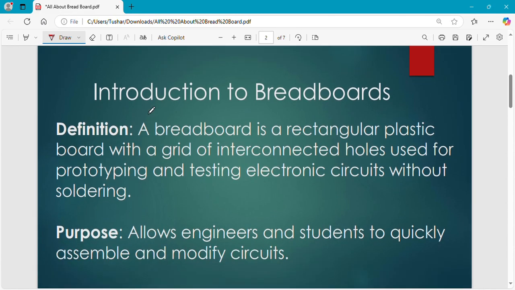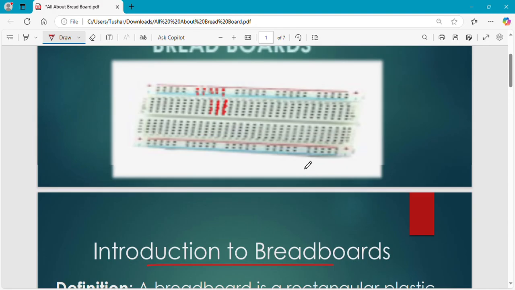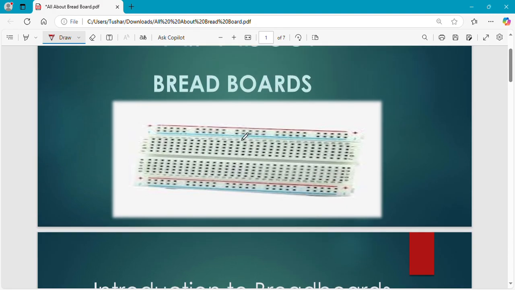Introduction to breadboard definition. A breadboard is a rectangular plastic board with a grid of interconnected holes used for prototyping. Now I am going to explain breadboard with an image. Here you can see there are holes. These are horizontal holes, and these are your vertical holes.